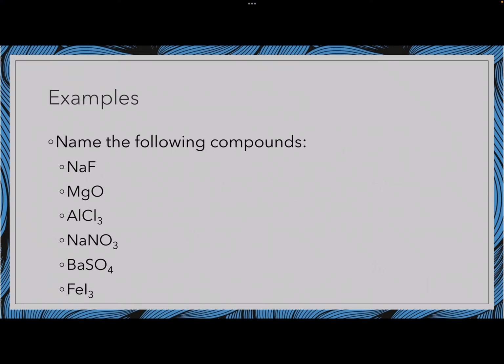Okay, so firstly, NaF. Our metal is sodium. Our non-metal is fluorine, so it changes to fluoride. So we get sodium fluoride. We have magnesium as our metal, oxygen as our non-metal, so we get magnesium oxide. Next one's aluminium chloride. For this next one, you'll notice that we've got an NO3, so that's a polyatomic ion. Have a look on your table, that should be a nitrate, so it's sodium nitrate.